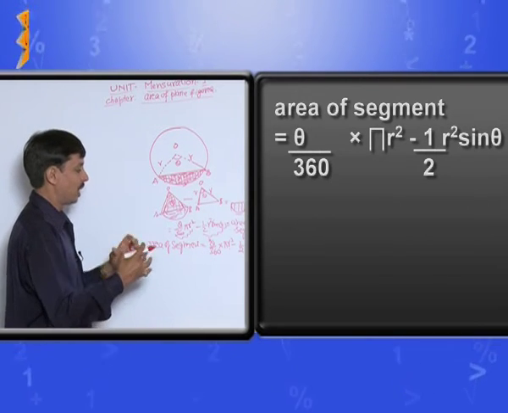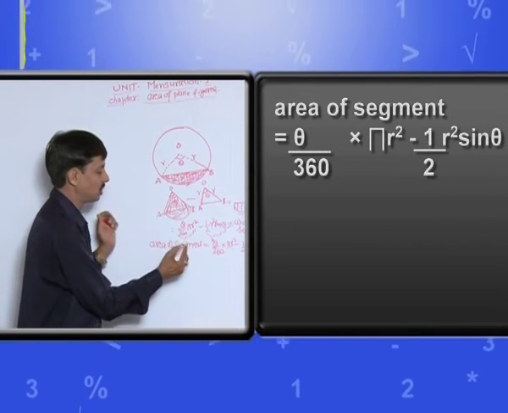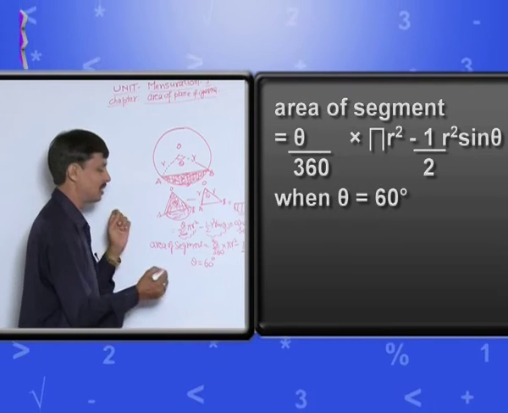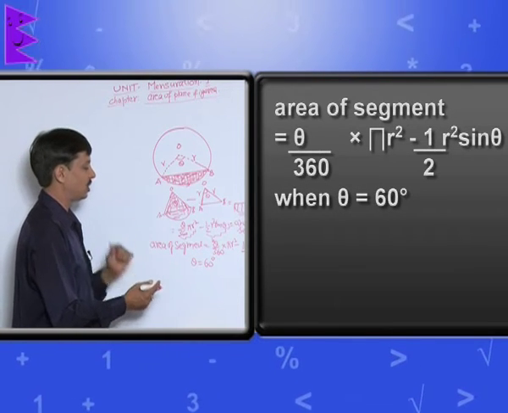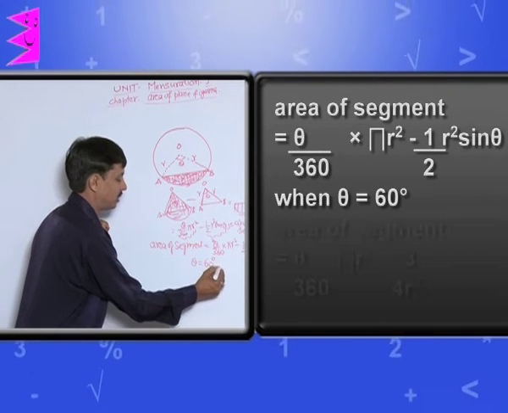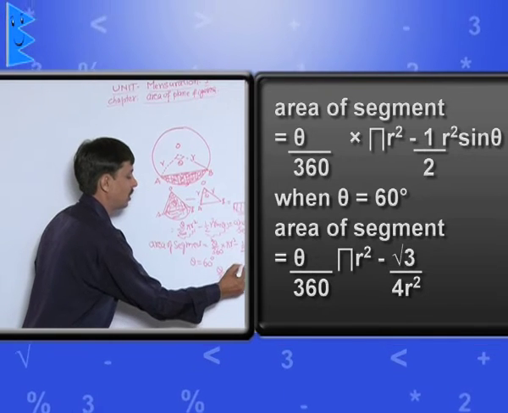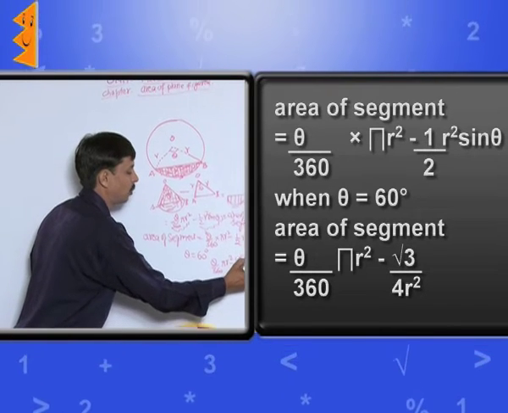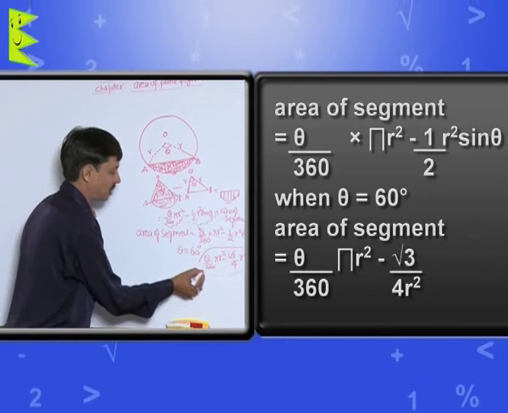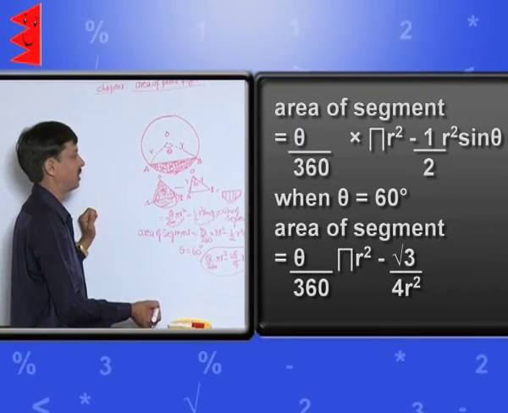And sine theta you can calculate from trigonometry. But I am going to give you that if this theta is 60 degrees, then you can apply the formula as theta upon 360 pi r square minus root 3 by 4 r square. What is the reason that this formula is converted like this, theta by 360 pi r square minus root 3 by 4 r square?